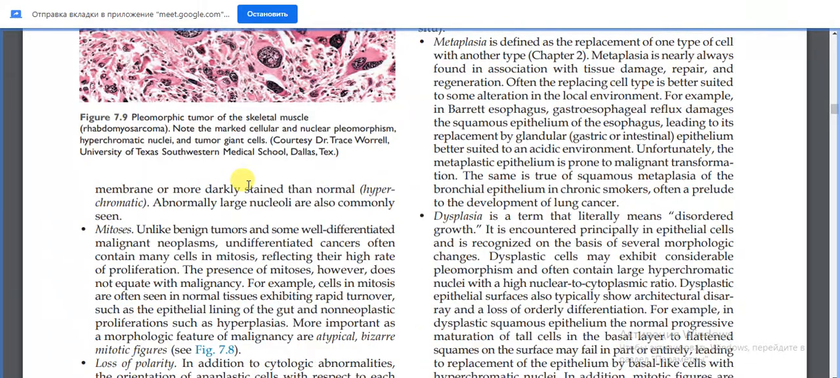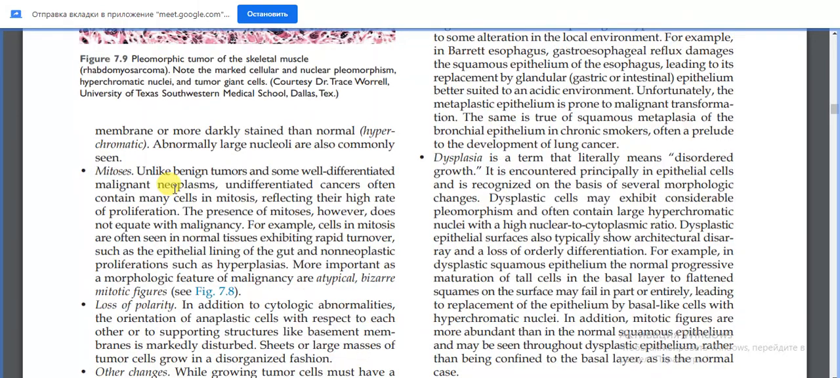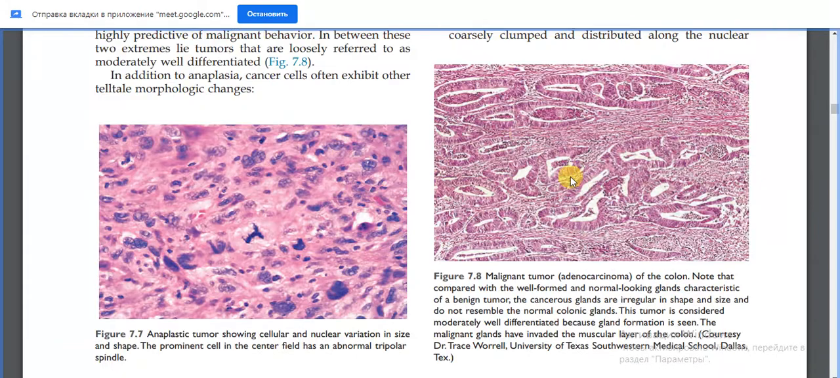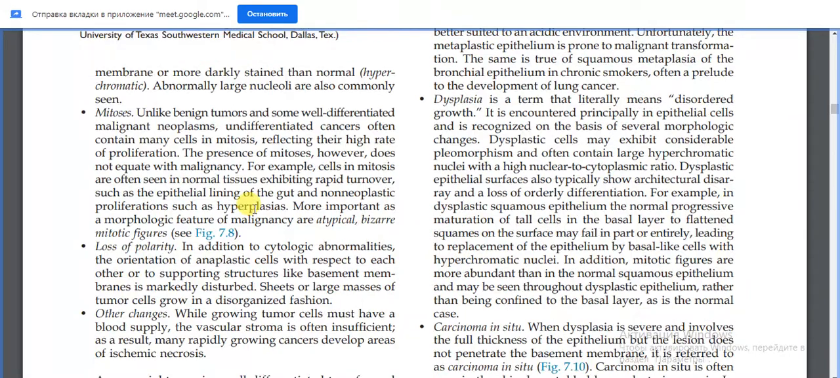Okay, and also mitosis. Abnormal mitotic figures, or typical bizarre mitotic figures, are present. The best example is shown here. I don't know what they try to show here, but it is much better seen here. Abnormal mitotic figures are formed.